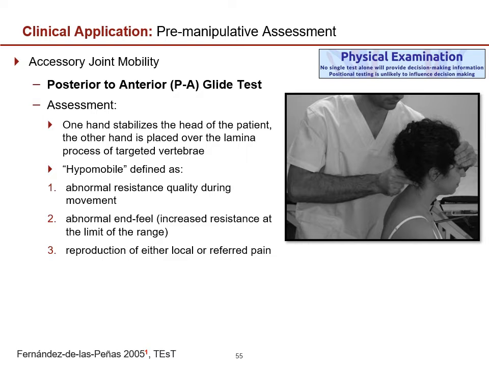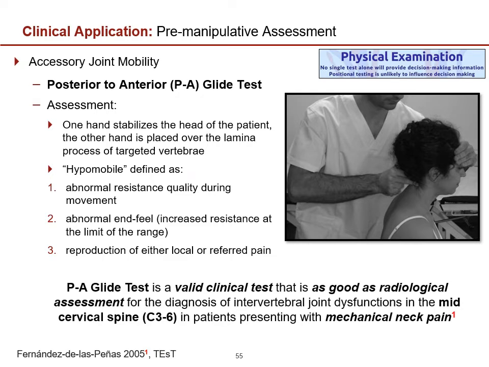That being said, it's important to note what they defined as being hypomobile, and that was an abnormal resistance or quality during the movement, abnormal or hard end feel, increased resistance at the end range, and the reproduction of either local or referred pain based upon the patient's complaint. And then you can see that this was also validated again through the mid-cervical spine, with the C3 and C4 segments being of higher diagnostic properties based off the flexion extension radiographs that were taken.